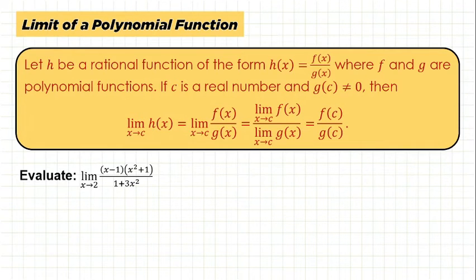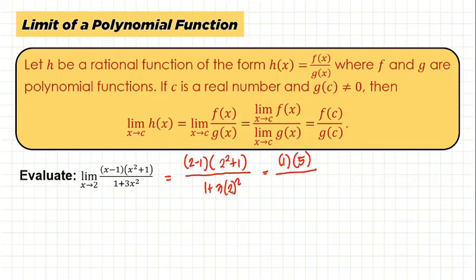How about this one? So again, just do direct substitution. We have 2 minus 1 times 2 squared plus 1, all over 1 plus 3 times 2 squared. And this is now equal to 2 times 1, minus 1 is 1, times 5, since 2 squared plus 1 is 5, over 1 plus 3 times 4. So we have 13. So the answer will be 5 over 13. Okay, so that's it for this one. Again, this is for rational function.